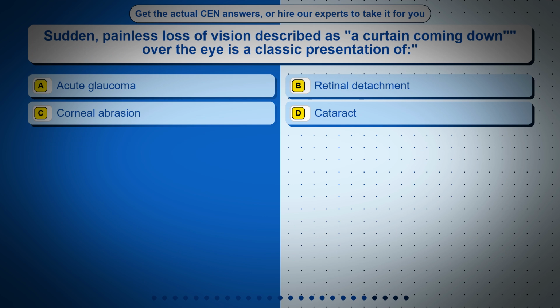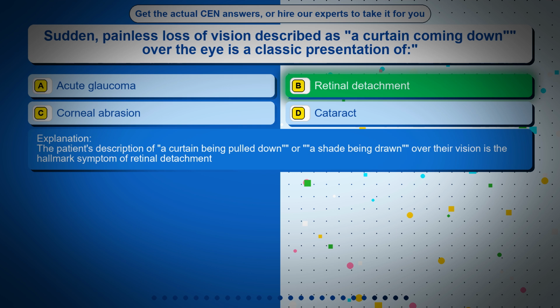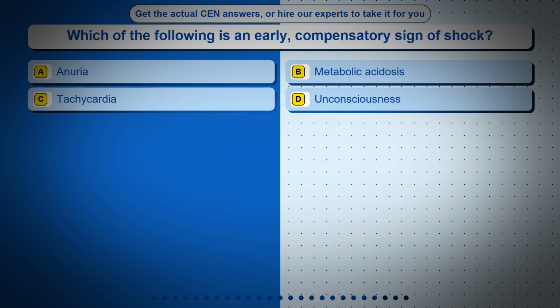Question 21. Sudden, painless loss of vision described as a curtain coming down over the eye is a classic presentation of: Option A, acute glaucoma. Option B, retinal detachment. Option C, corneal abrasion. Option D, cataract. The correct answer is option B, retinal detachment. The patient's description of a curtain being pulled down or a shade being drawn over their vision is the hallmark symptom of retinal detachment.